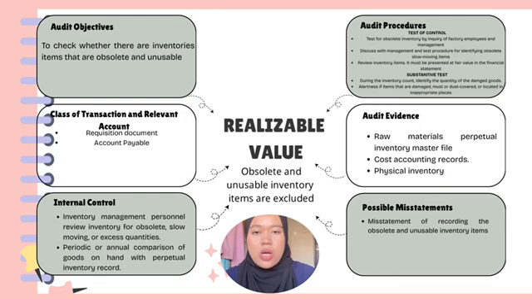The following is audit evidence that may be used to support the auditor's conclusion: the raw material perpetual inventory master file, which helps trace real-time inventory movement, cost accounting records, and physical inventory. Without proper procedure, the possibility of misstatement will happen. There is a risk of misstatement of recording obsolete and unusable inventory items.